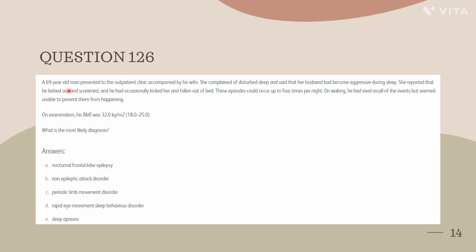Next question: a 69-year-old man presented to outpatient clinic accompanied by his wife. She complained of disturbed sleep and said that her husband had become aggressive during sleep. She reported that he lashed out and screamed, and he had occasionally kicked her and fallen out of bed. These episodes could occur up to 4 times per night. On waking, he had vivid recall of the events but seemed unable to prevent them from happening. His BMI is 32. What is the most likely diagnosis?